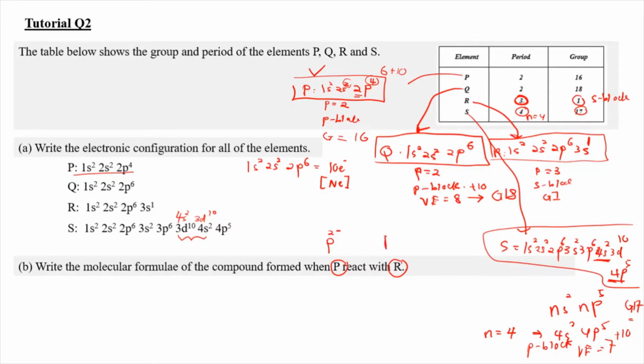And for the R here, okay, so in order to have a stable octet, it needs to donate 1 electron. So you're going to become R plus. So if you were to write the molecular formula, you're going to get PR2. Okay, so the answer is going to be PR2, or you can also write it as R2P, because usually the metal we're going to write first.